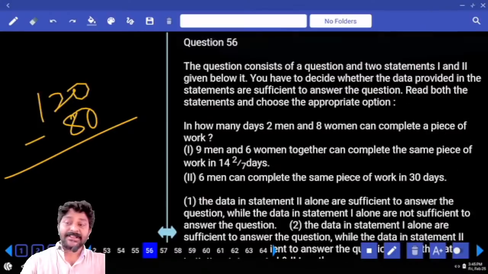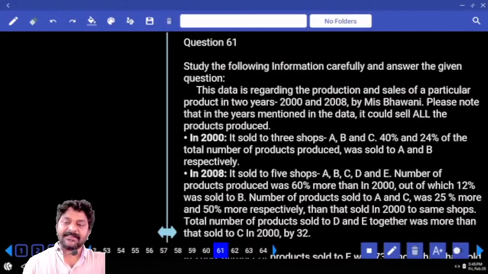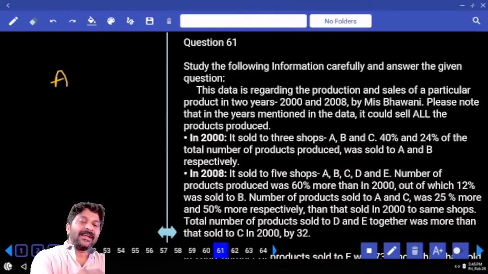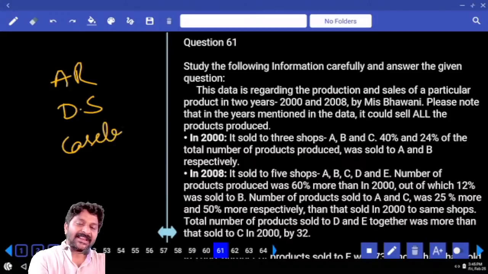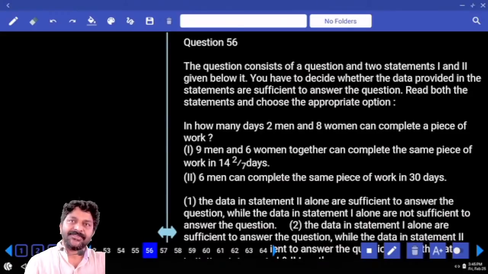Right, now 56 onwards we have data sufficiency, and 61 onwards caselet. So far we are left with arithmetic questions, data sufficiency, and caselet. So which can be our next priority out of these? Come on. Data sufficiency. Data sufficiency questions come quickly. If you know the concept, you can answer easily. You know what data sufficiency is, right? Yes? Right. Okay.